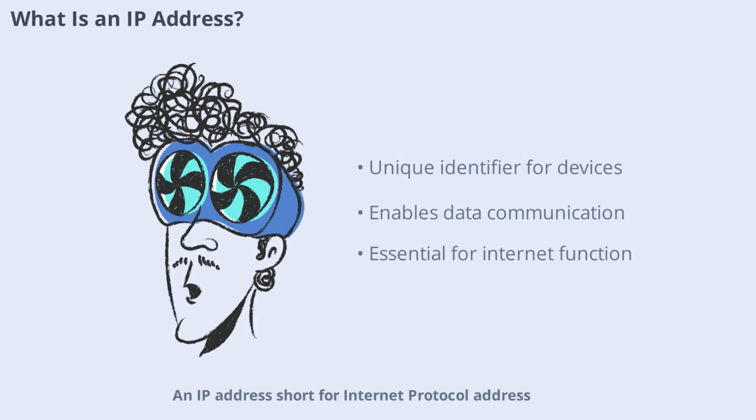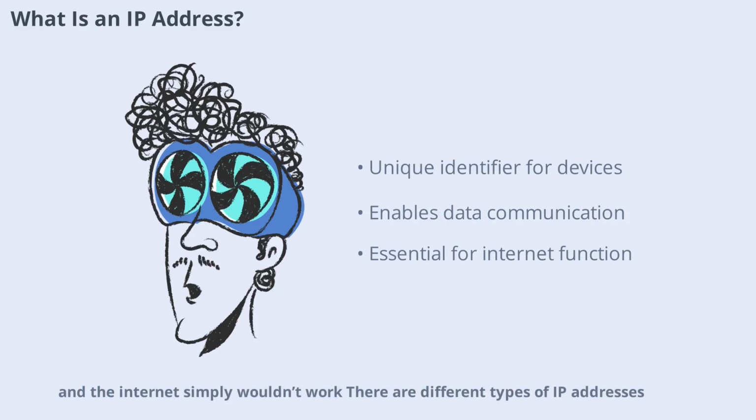IP address, short for Internet Protocol Address, is like a home address for your device on a network. Just as your house has a unique address so mail can find you, every device connected to a network needs a unique IP address so data can reach it. Without IP addresses, computers wouldn't know where to send information, and the internet simply wouldn't work.